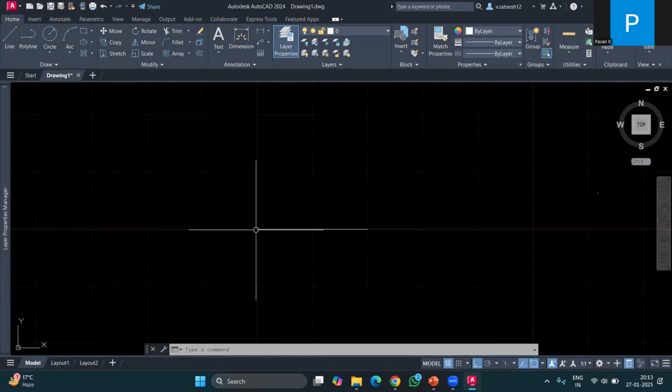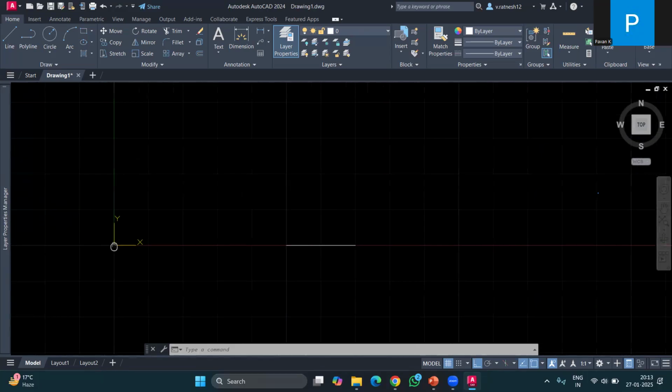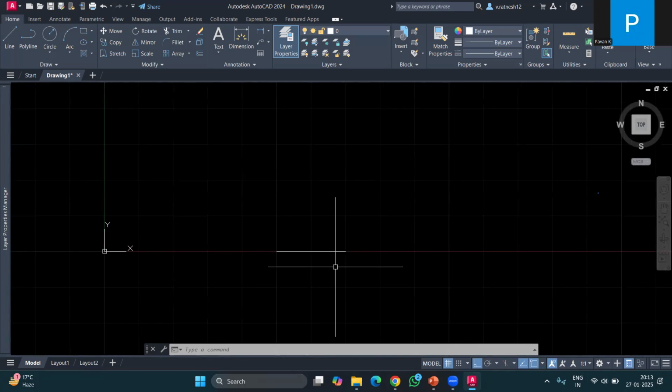But the distance from this point to this point is not 70. It is only 20 because of the difference of 50 and 70, and the reference point is only this one, the origin 0 comma 0. So this is called the absolute coordinate system. Every value you provide to draw a line or anything will consider this reference point, 0 comma 0.